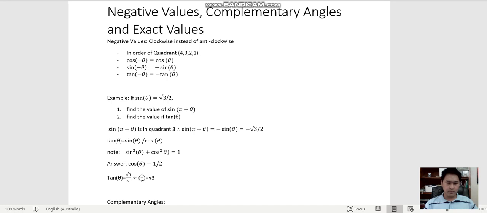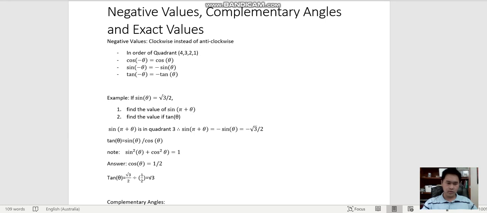Okay, so this is a continuation of the introduction to trigonometric functions. Today we're covering negative values, complementary angles, and exact values. When we calculated the angles the first time, we started in quadrant one at the top right of the plane and went anti-clockwise. A negative value is the opposite of that: we go clockwise, so quadrants 4, 3, 2, 1 instead of 1, 2, 3, 4.